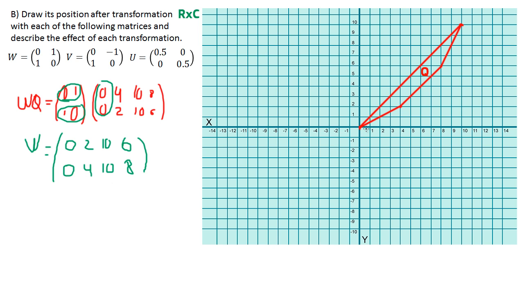So 0, 0, so there's also an origin, and then we have 2 X, 4 Y, so 2, 4. And this is our second value. And now we have 10, 10 again, so it's up here, and we have 6 and 8, so this is our last value. So we gotta just join the values together, and we get our new graph, our graph W.